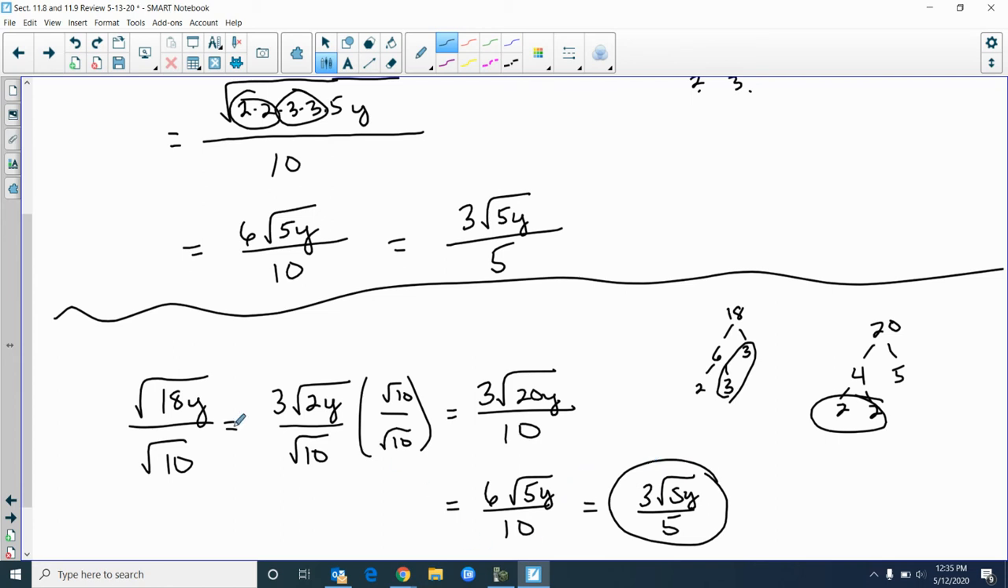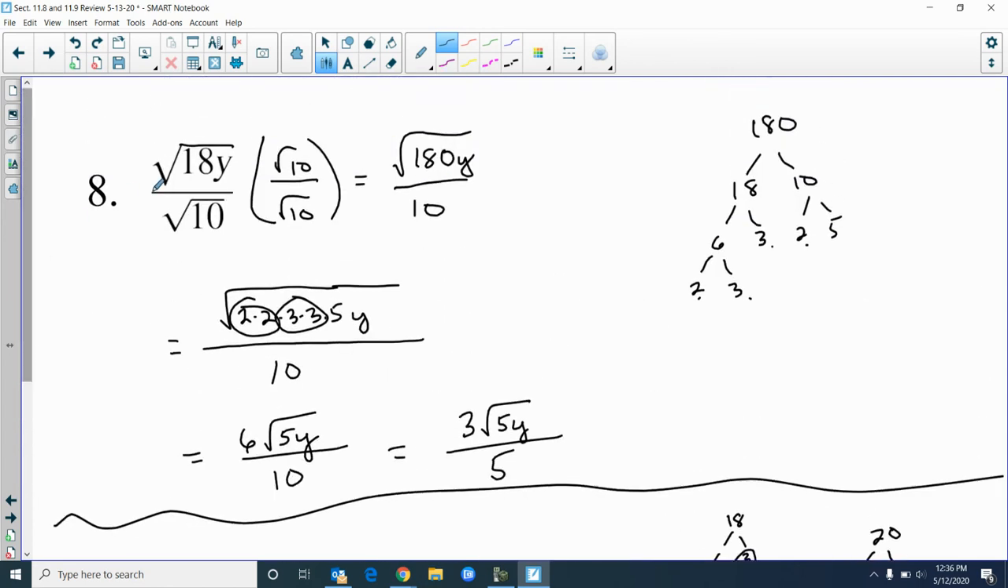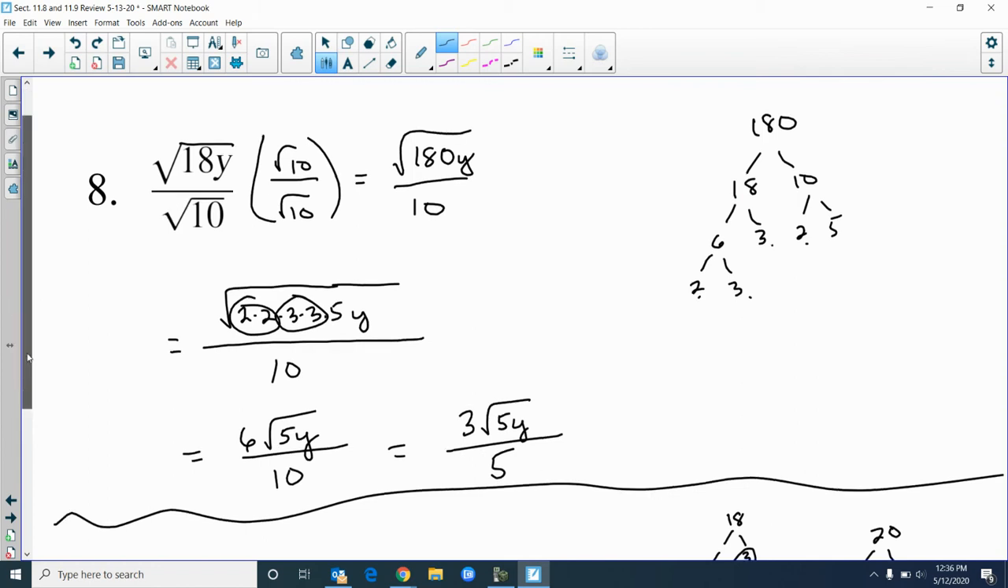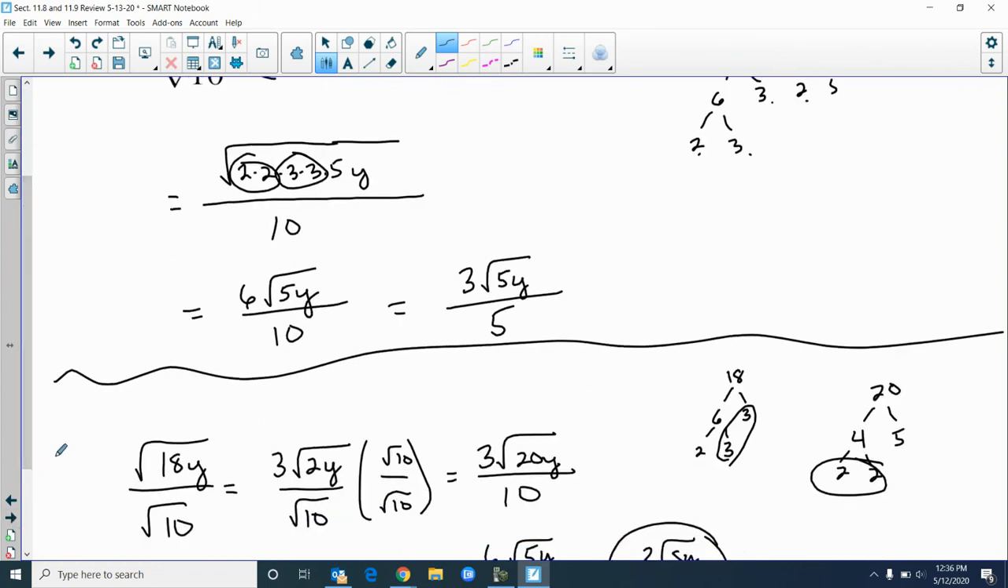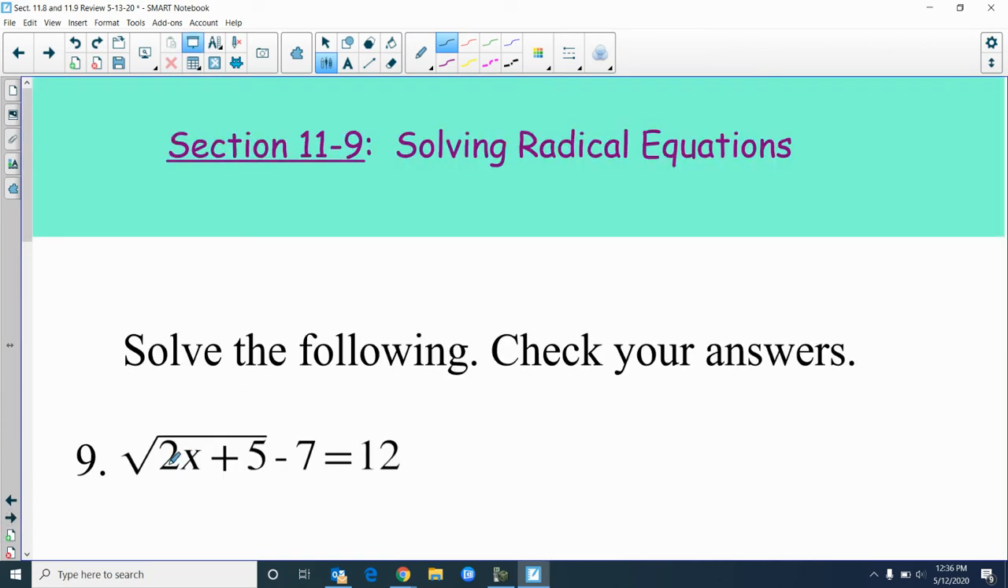And if you can reduce ahead of time, sometimes it makes it a little bit easier. Not every time, but more often than not, it will. If you do it this way, where you just multiply by square root of 10 over square root of 10 right away, you still can get the right answer. So that's your dividing, or what we call rationalizing the denominator.